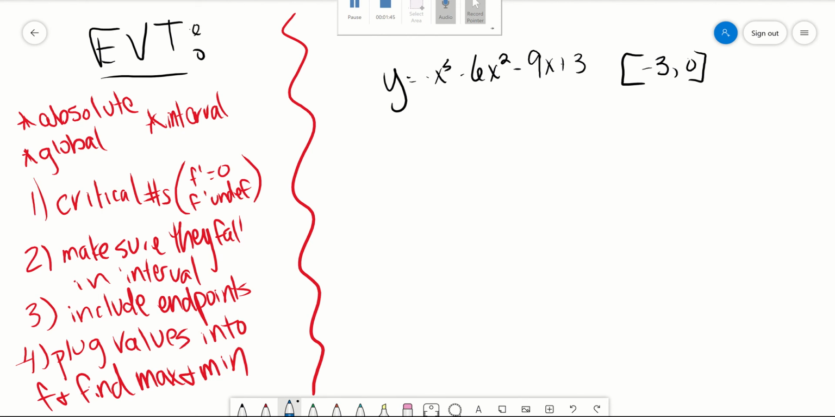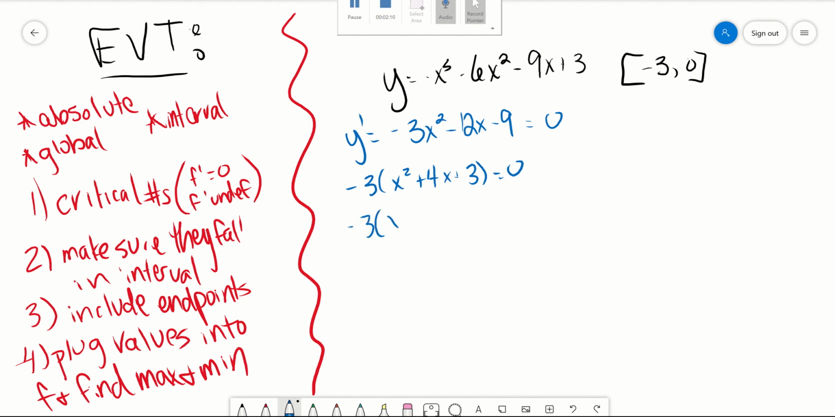For this function, we want to find absolute maxes and mins on this interval. First thing we're going to do is find the derivative. That gives us negative 3x squared minus 12x minus 9. We set that equal to 0. First thing I see is they all have a negative 3 in common, so take that out. That is a little more pleasant to factor. The only things that multiply to make 3 are 3 and 1. Since that's positive and this is positive, these both have to be positive. So our critical numbers are negative 3 and negative 1.